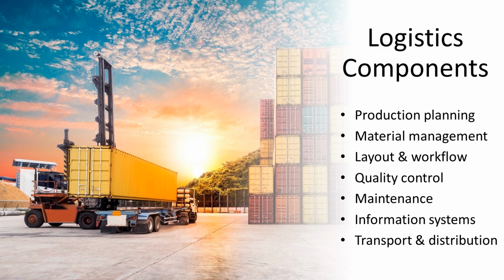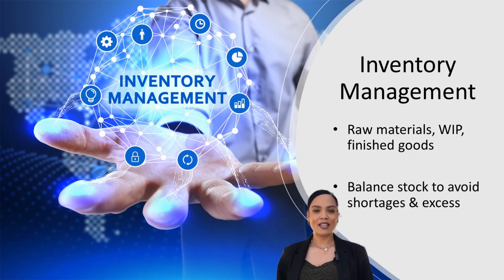Key components of supply chain: material management, production planning, quality control, information systems, warehousing. Transport logistics ensures materials arrive on time, reducing downtime and improving customer satisfaction. Inventory management and control. Inventory management and control refers to the systematic process of ordering, storing, tracking, issuing, and managing materials and products throughout the production cycle.